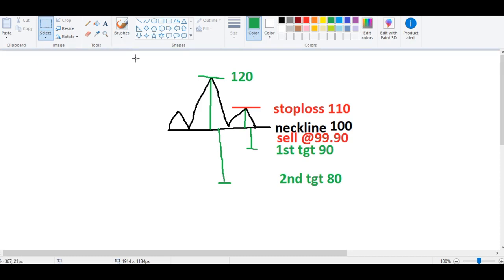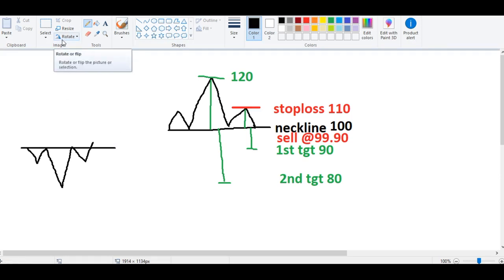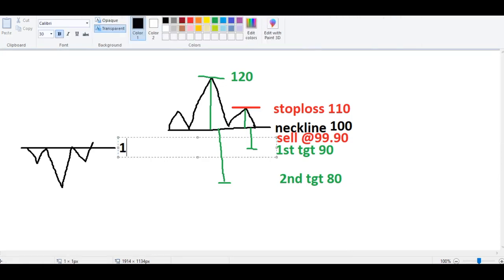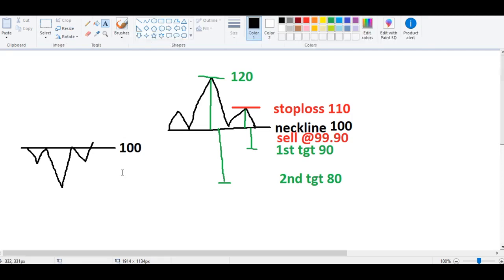Okay, and it is exactly the same on the flip side. If we have an inverted head and shoulders, this is a bullish pattern. So if 100 rupees is my neckline, I will buy the moment it crosses 100. So let's say I will buy at 100.20 paise. So what is my stop loss?